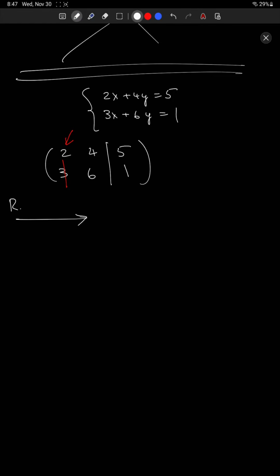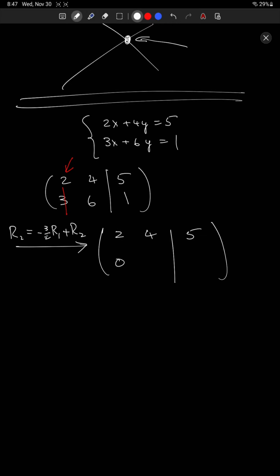So that means row 2 is going to be changing. And the way it's going to change is we're going to multiply row 1 by minus 3 over 2 and add it to row 2. So in our next step, we're going to end up with 0 there. And then I'm going to multiply minus 3 halves by 4 and add it to 6. So minus 3 halves times 4 is going to be minus 3 times 2, which is minus 6. Minus 6 plus 6 is 0.